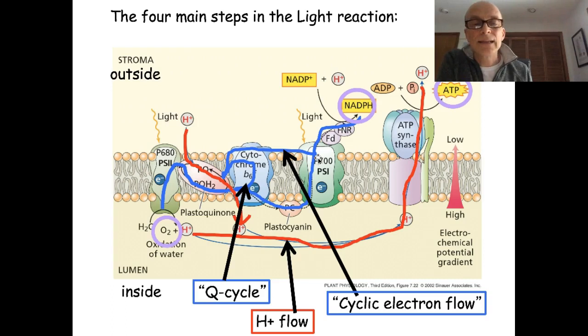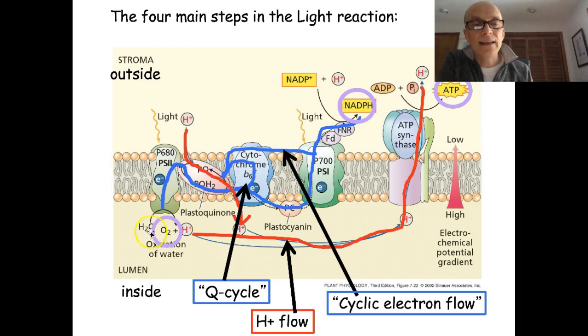Sorry about these terms, I didn't make them up. They're both cyclic, but this one's called the Q cycle, and that occurs in the cytochrome complex and the plastoquinone complex. We'll come back to that in a second. And then if electrons flow back from photosystem 1 back to cytochrome b6f, that's called the cyclic electron flow. Okay, so that's the terminology. Now let's take a closer look at all of these parts of this light reaction.